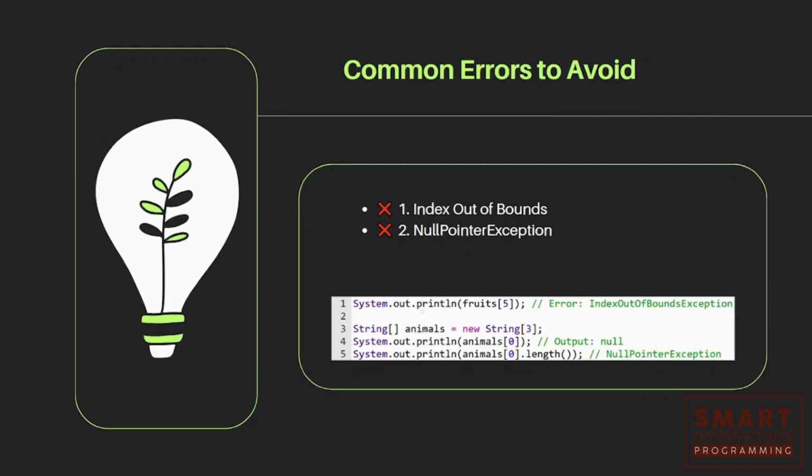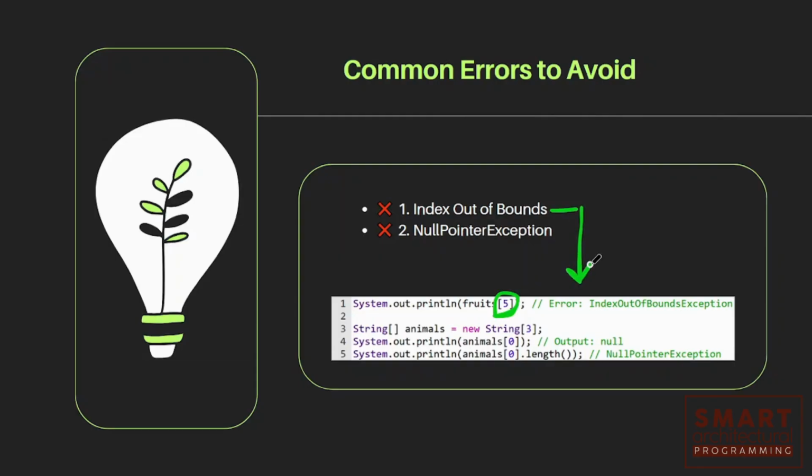So the first error, which I mentioned earlier is why we use the .length value, is the index out of bounds error. You'll notice here that we are trying to print using the square bracket notation. We try to access a value, or index position, that does not exist in the array at all. This leads to the index out of bounds error that we see here.